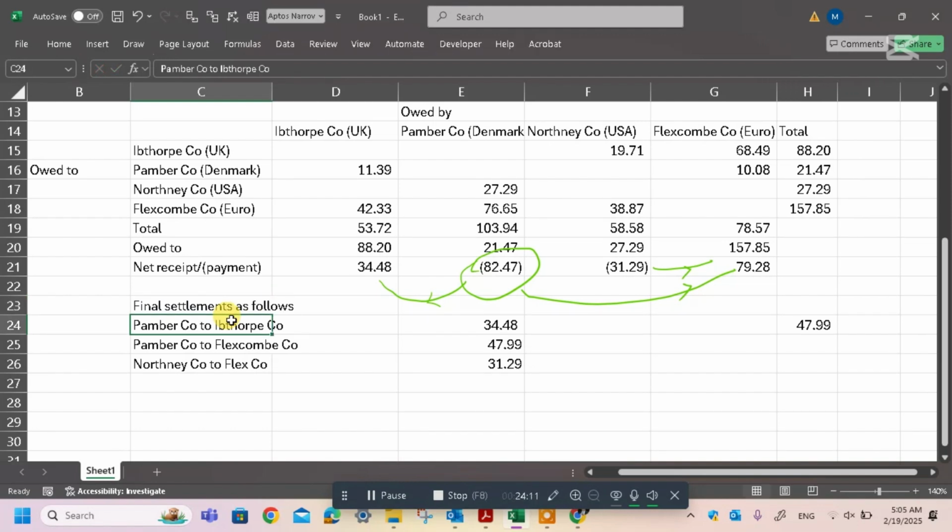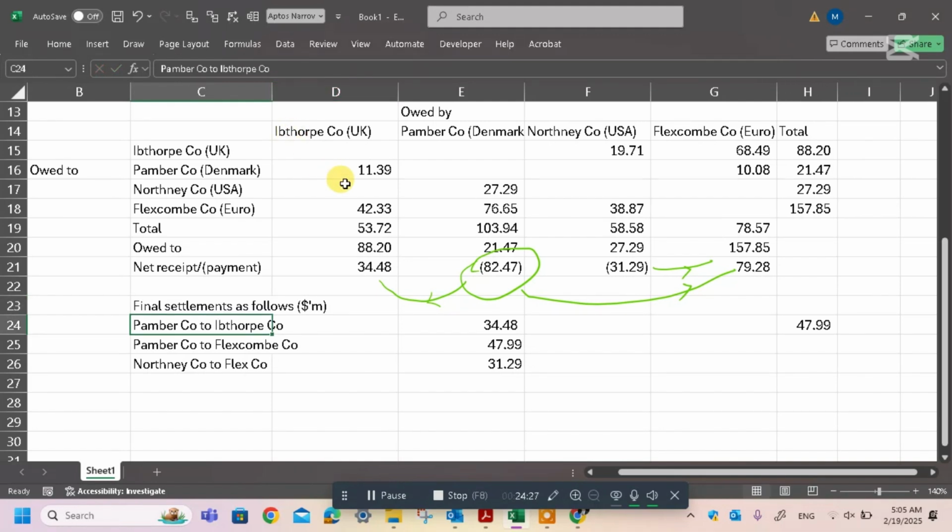Final settlements will be like this. Clear? This is what we call intra-group netting. This is in dollar millions. Final settlements as follows in dollar millions. They didn't ask here, but you know why we are doing that.